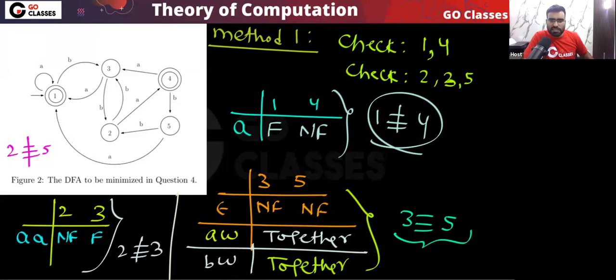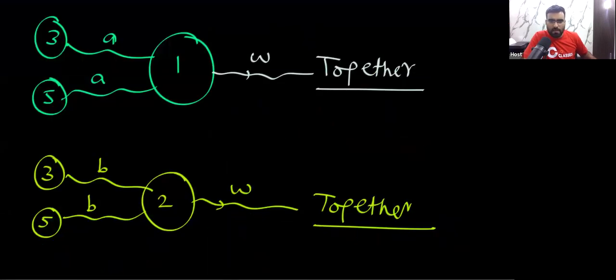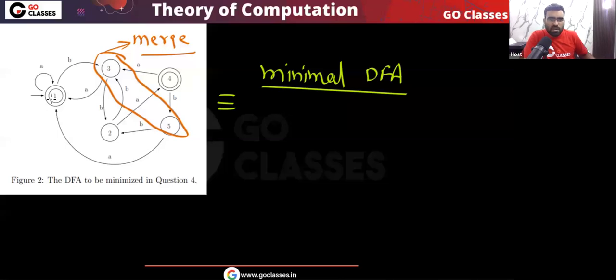So finally, which states are mergeable? State 3 comma 5 are mergeable states. Yes or no? We got our mergeable states, and these we can merge. So in the minimal DFA, how many states will there be? 1, 2, 3, 4. Four states will be there.